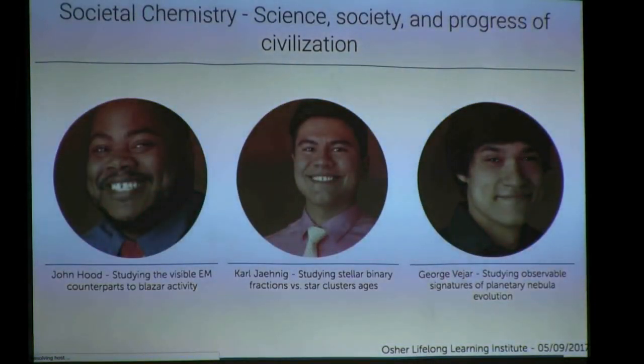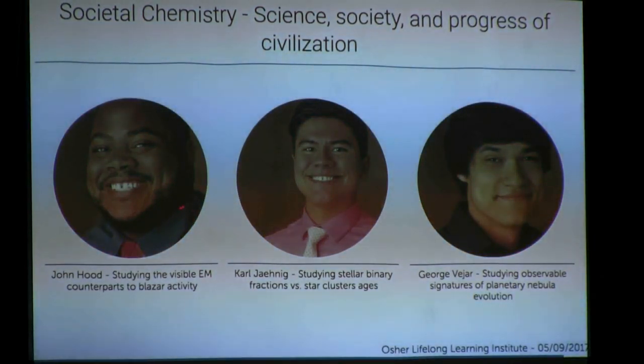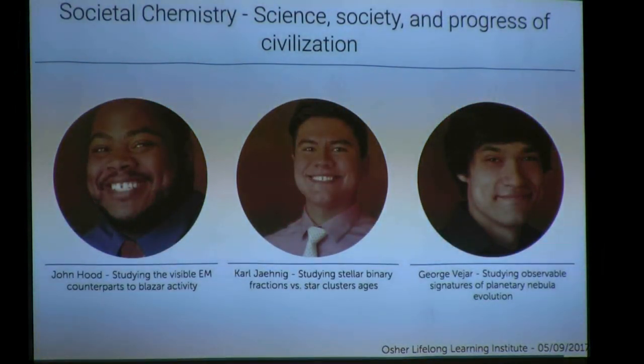The last thing I was going to say is that I also work on societal chemistry, which is improving the overall makeup of the sciences in the STEM fields. These are three of the students that I helped to mentor in my program, and they're working on a wide variety of things. One works on observations of black holes and their activity. Carl works on stellar binary fractions, the fact that most stars live in binaries. But when we look at star clusters, you get different amounts of these binaries, and that might have something to do with the star cluster ages. And George is working on observing signatures of planetary nebulae. These are the things that are left over at the end of a star's lifetime.